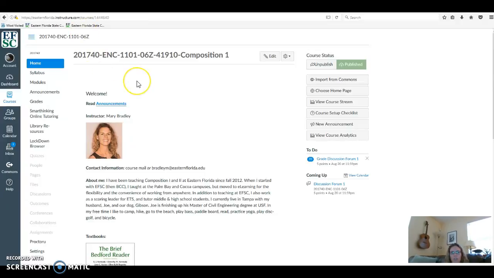But some of the getting started information would be check the announcements, do discussion 1, and then take a look at all that formatting information in the week 1 module.